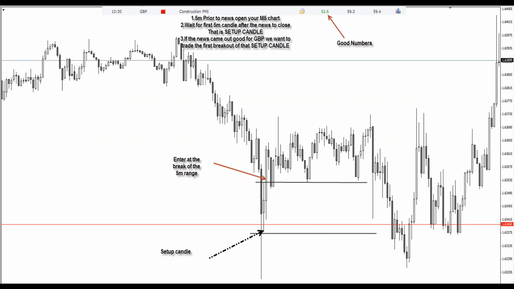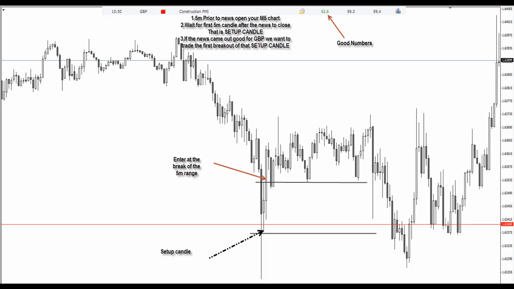This is the example. Construction PMI, as I already explained, that was tradable news. Here we have good numbers. So 5 minutes prior to news, you need to open your chart. Wait for the first 5-minute candle after the news to close. So this was the setup candle.